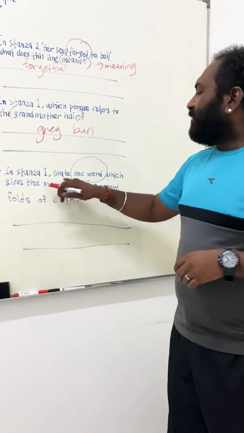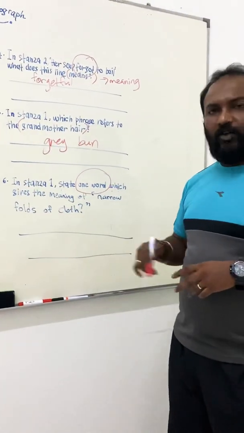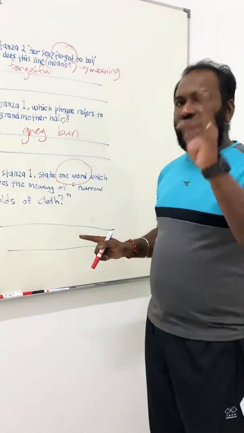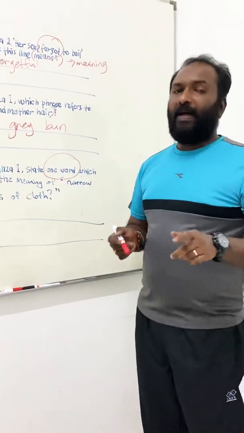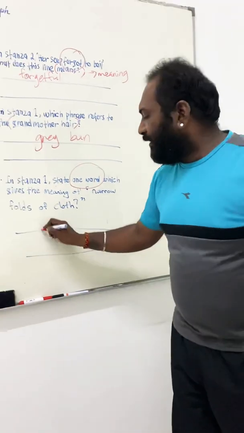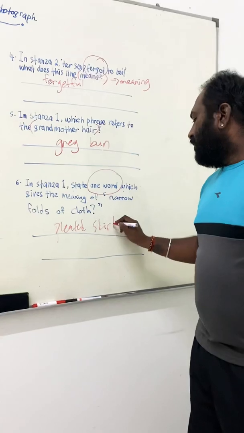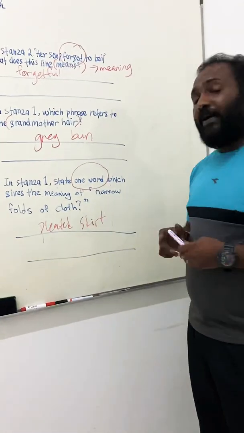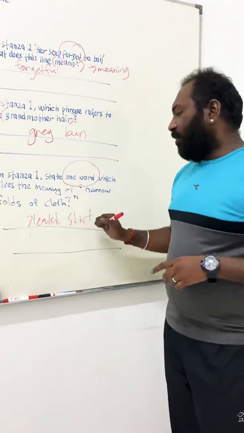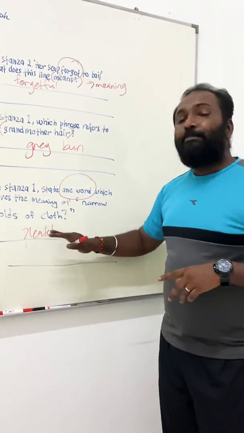In stanza 1, state one word which gives the meaning of narrow folds of cloth. The answer for this question is also from line 2 and 3 in stanza 1. But here, the students' mistake is that they normally write pleated skirt, which looks correct at first glance, but actually you are failing to realize they are asking for just one word. So obviously skirt does not bring that meaning. So the answer is just the word pleated.